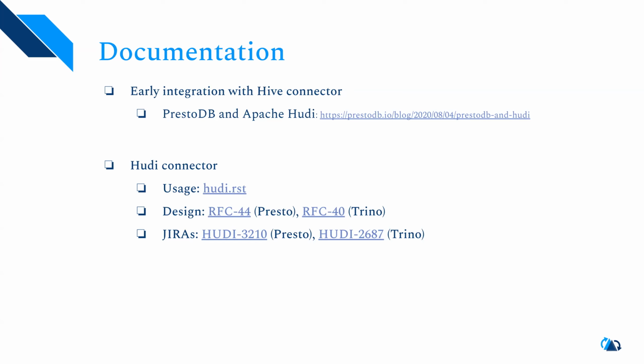And the design, these are the two RFCs for Presto and Trino. And any ongoing work, if you want to keep track of or want to contribute to any ongoing work, head over to these two Epic Jiras, and these contain all tasks that are in progress or still open. Feel free to pick up any of the tasks there.